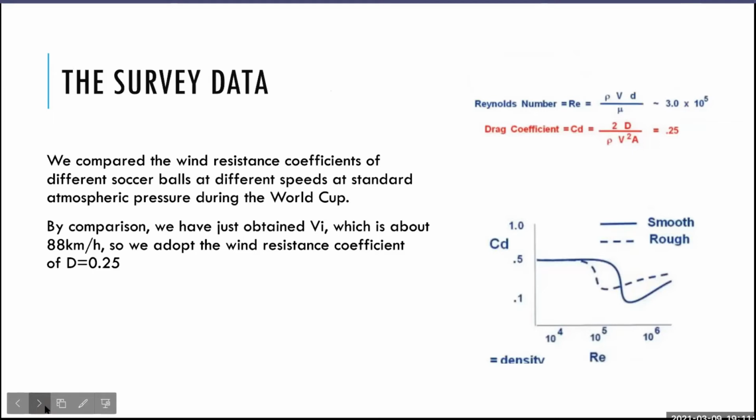And we found some survey data for the soccer ball. We compared the wind resistance coefficients of different soccer balls at different speeds at standard atmospheric pressure during the World Cup. By comparison, we have just obtained the initial velocity, which is about 88 kilometers per hour. So we adopt the wind resistance coefficient D equals 0.25. And next page, please.